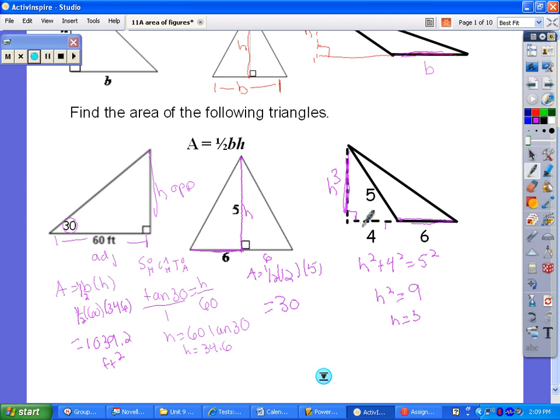H is perpendicular to this side, but the side of the triangle is only 6. So our area would be 1/2 times 3 times 6. We don't use 10 because 4 is not on the triangle. And then we can multiply those together and we get the area to be 9 for our last triangle.